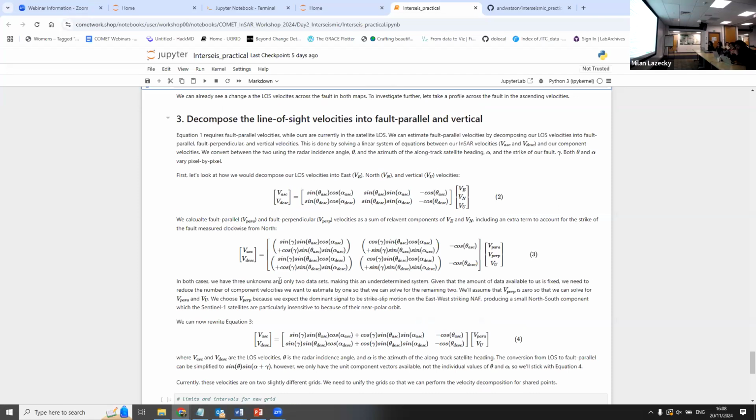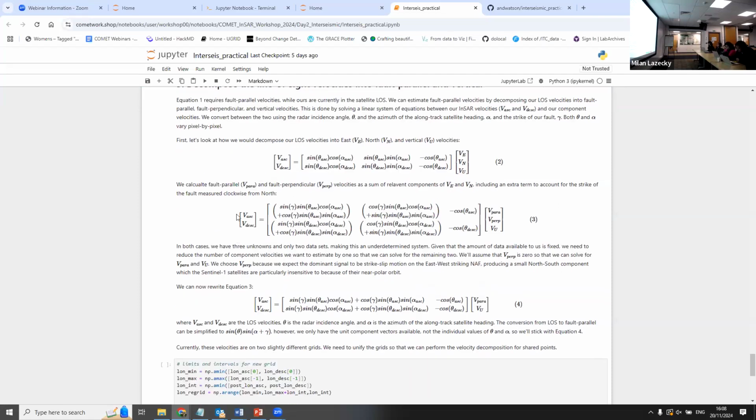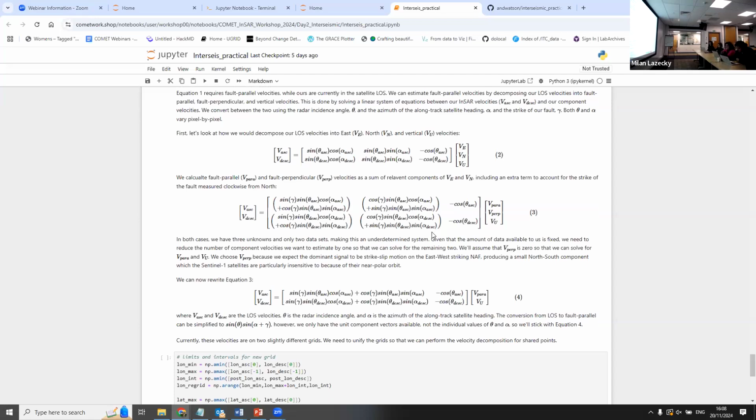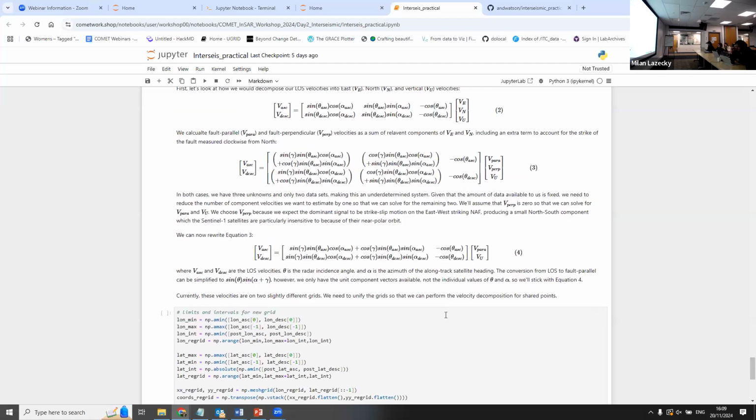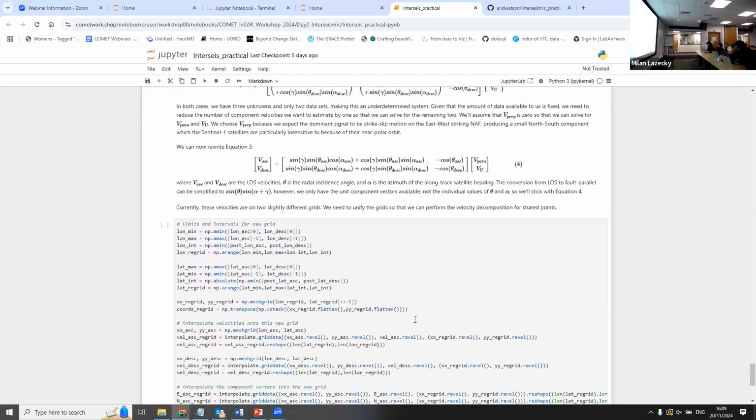But from the equation, we know that the inputs are 2 observations, but we have 3 unknowns. So it means that this equation is unsolvable without any extra assumptions. As the North Anatolian fault is a relatively pure strike-slip fault, we can assume that the fault-perpendicular component is zero. Then we can get this simplified equation, and we can solve the equation and get the fault-parallel component and the vertical component.